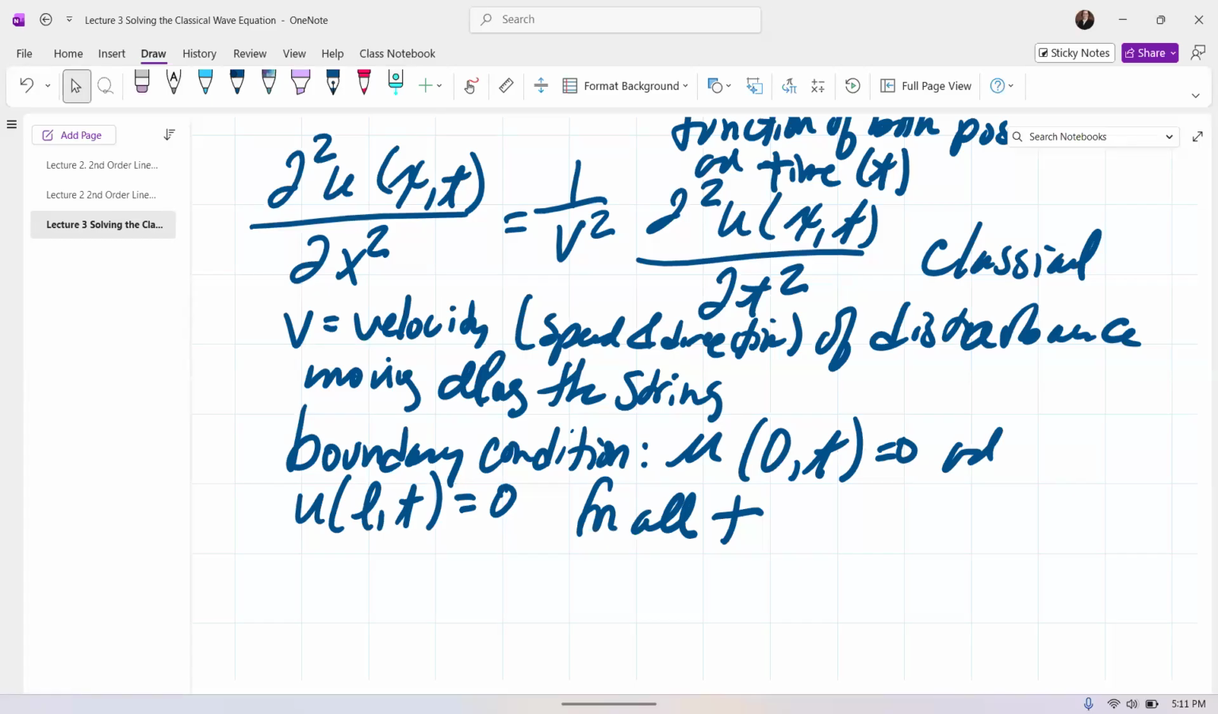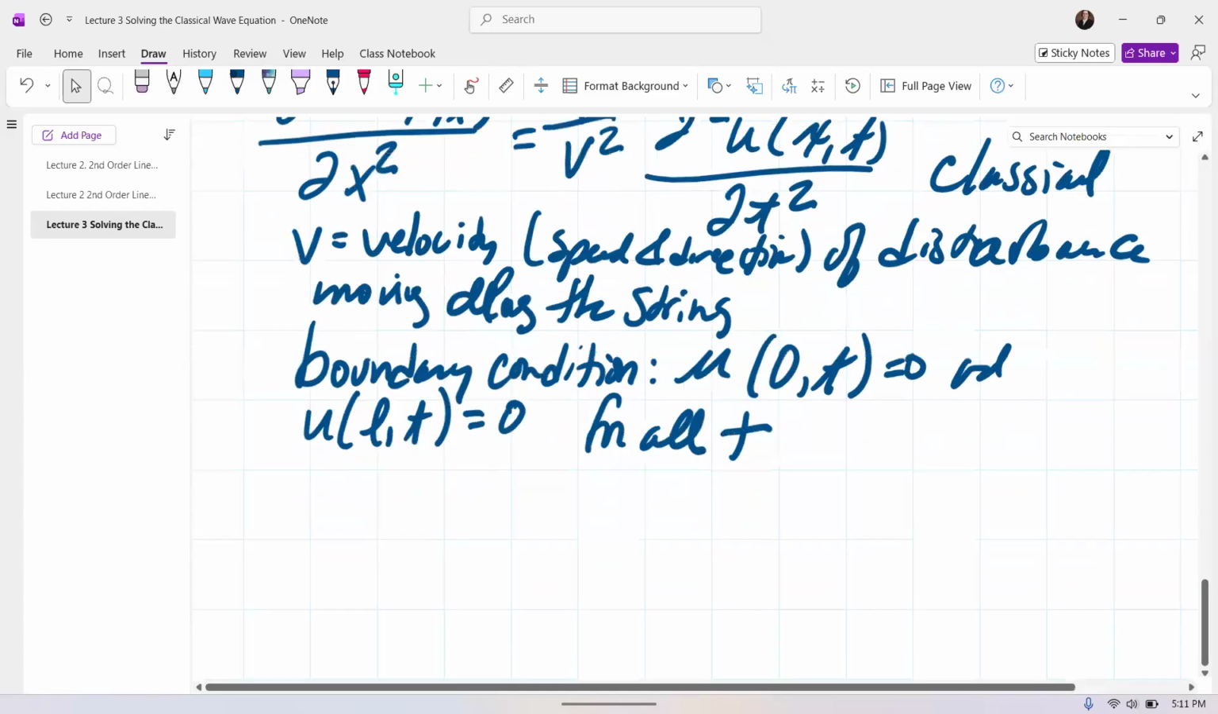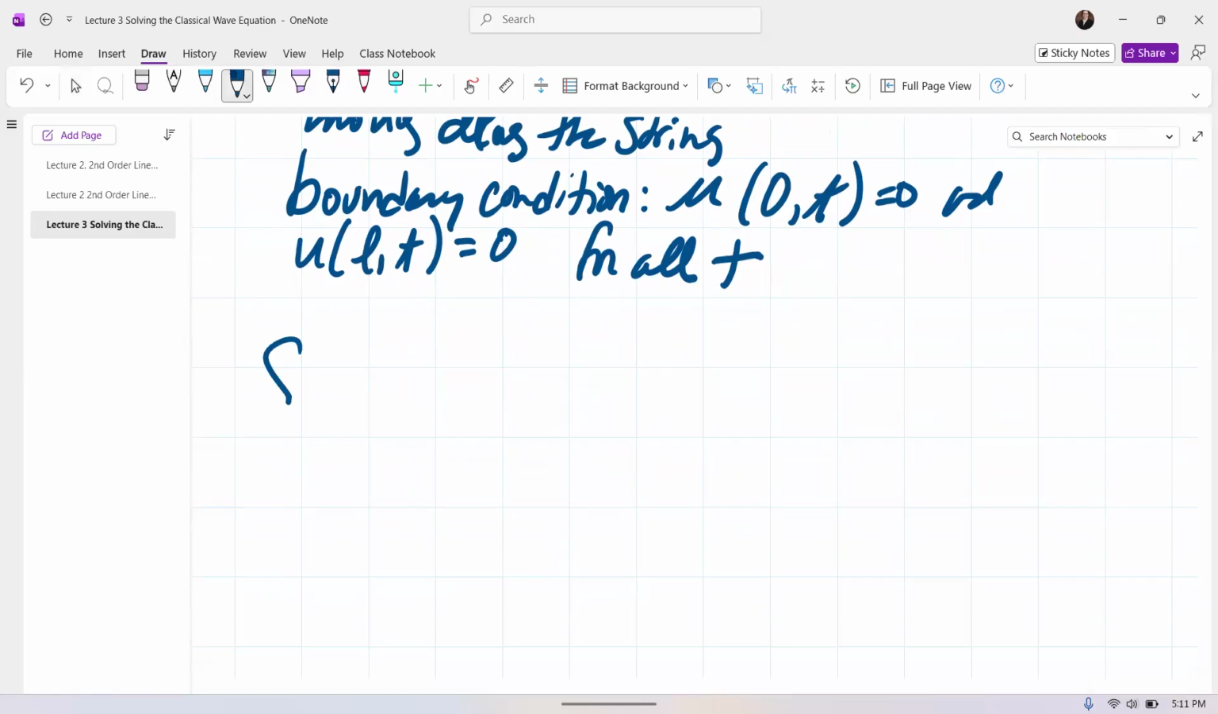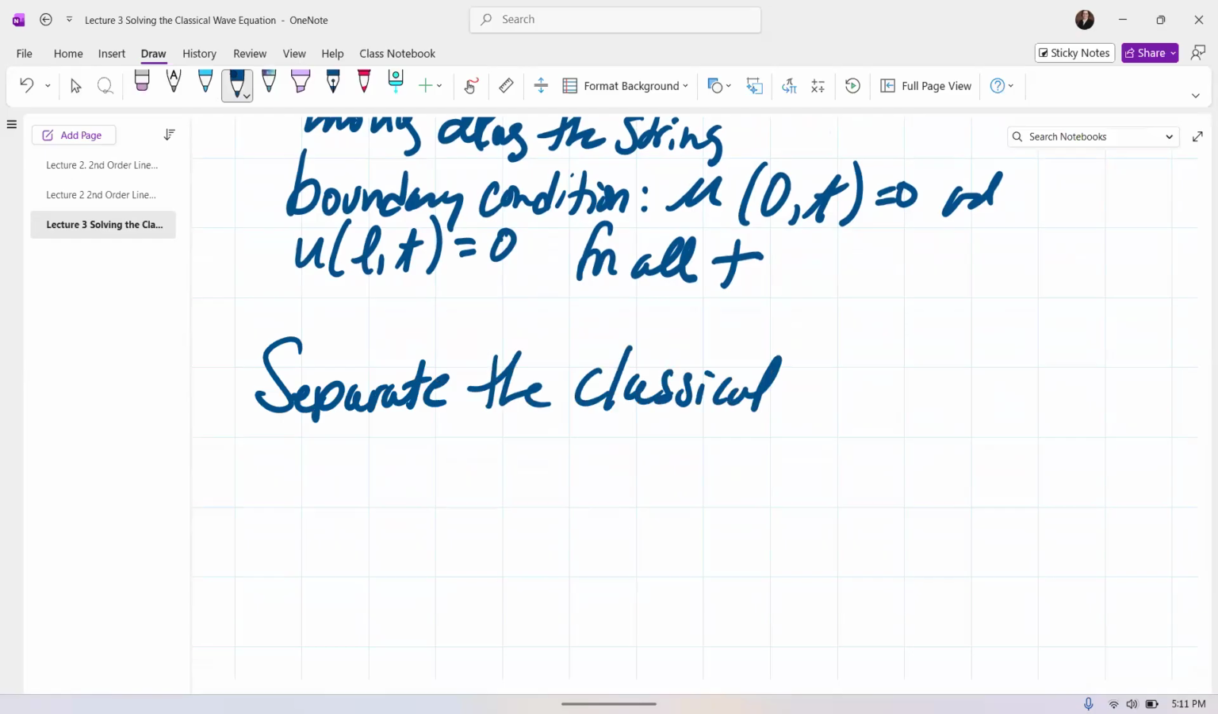Okay, so now what we need to do is the separation of variables, which is almost identical to what we have just done together. And I do believe you have this in your homework. Separate the classical wave equation, which I will leave for you to do, right?